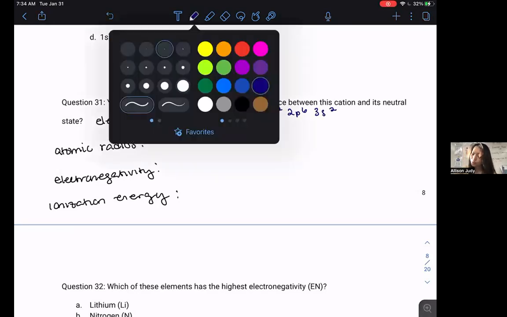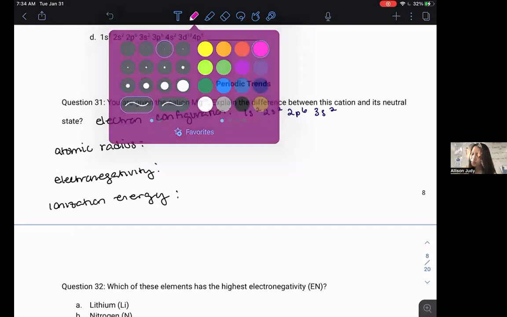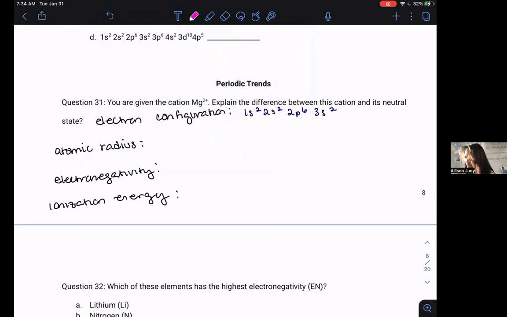But when I look at 2 plus, when I think about it being a cation, I know that it's going to lose electrons. It's not going to gain protons because that would make it a different element. So it's going to lose electrons, and we always take from the valence or highest energy level. So I'm going to take away these 2 electrons in the 3s orbital. What I get left with is that my electron configuration for the cation Mg2 plus is isoelectronic with neon. It has the same configuration as neon: 1s2, 2s2, 2p6.